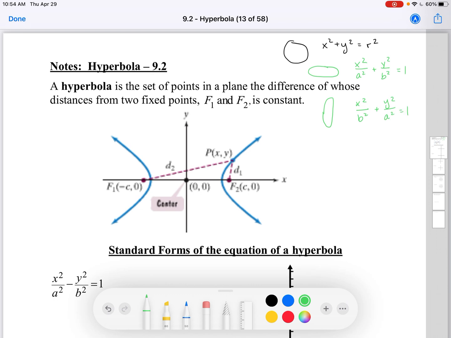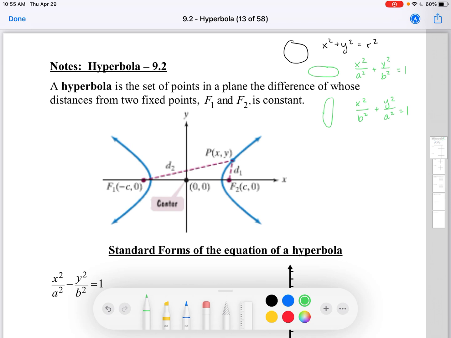Remember that your a squared, when paired with x, tells you that it's going to be the bigger number. Your major axis paired with x is going to make you run left and right. Whereas when a is paired with y, it is going to make you go up and down. I mention these features because it's going to be very, very similar in our notes today.